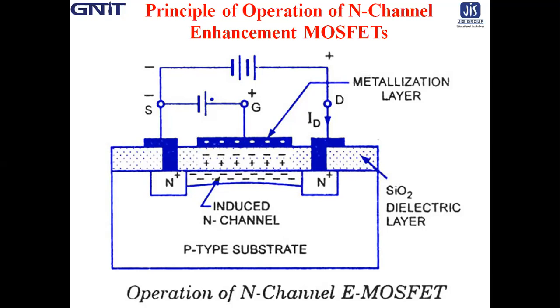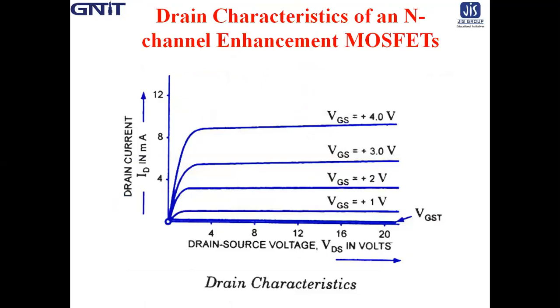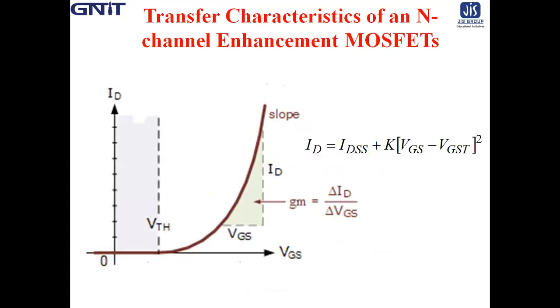Now, similar to JFET, MOSFET also has two characteristics. One is drain characteristics and the other is transfer characteristics. So this is the drain characteristics of an N-channel enhancement MOSFET, where we see that the y-axis is the drain current ID in milliampere and the x-axis is the VDS, that is, drain to source voltage in volt, and for different values of VGS. So this is the drain characteristics. And next is the transfer characteristics.